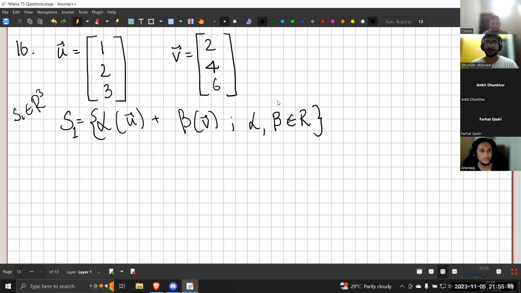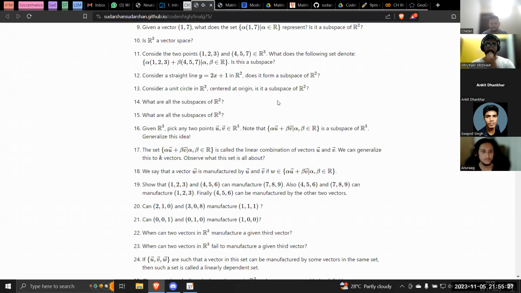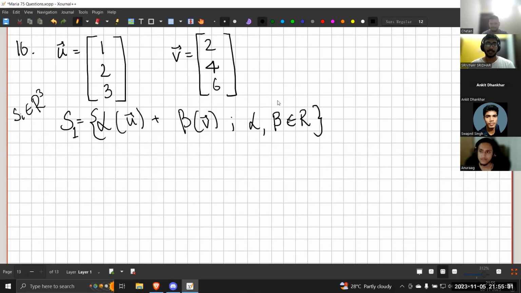I think it lies on a line since the two vectors are scalar multiples of each other. Okay, great. So he says if I take the linear combination of U and V, I will get all the points on a line. And this line, what is this line? Is there any specific?